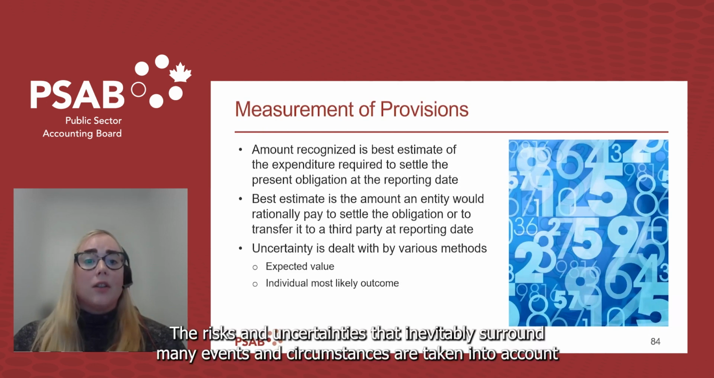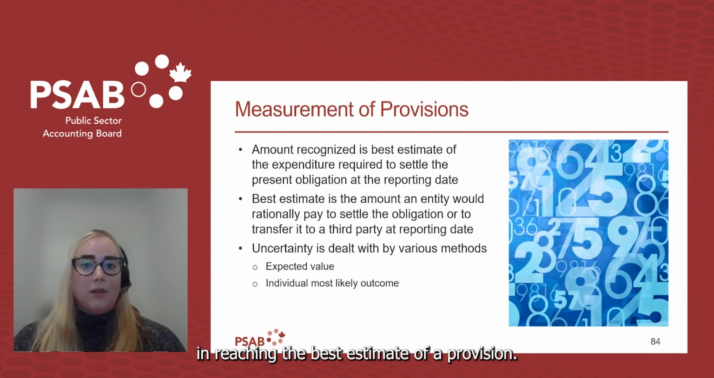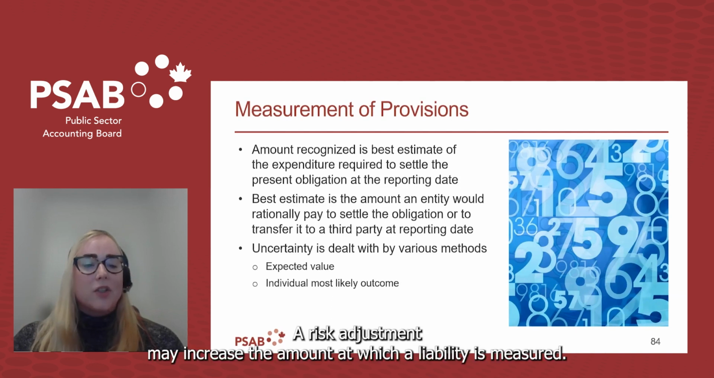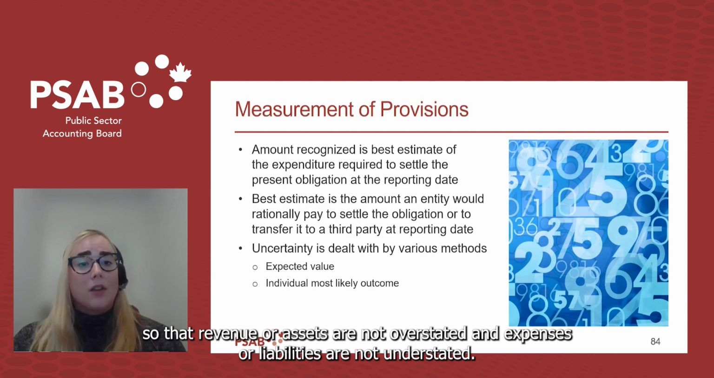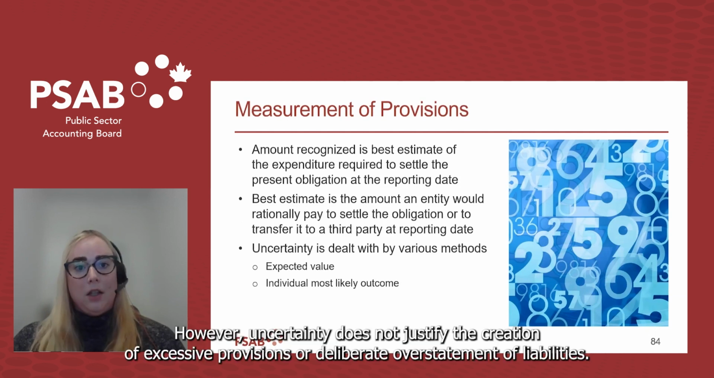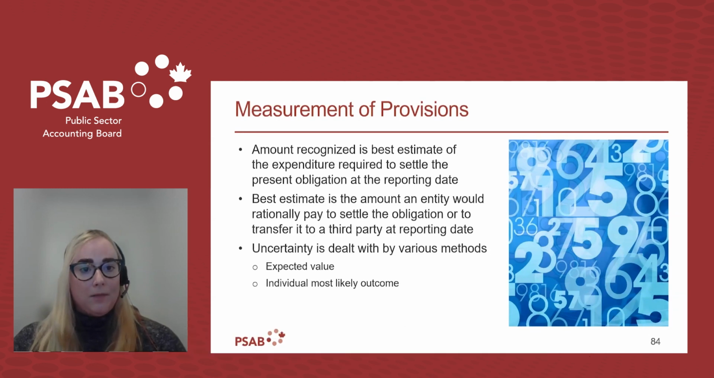The risks and uncertainties that inevitably surround many events and circumstances are taken into account in reaching the best estimate of a provision. Risk describes variability of the outcome. A risk adjustment may increase the amount at which a liability is measured. Caution is needed in making judgments under conditions of uncertainty so that revenue or assets are not overstated and expenses or liabilities are not understated. However, uncertainty does not justify the creation of excessive provisions or deliberate overstatement of liabilities.